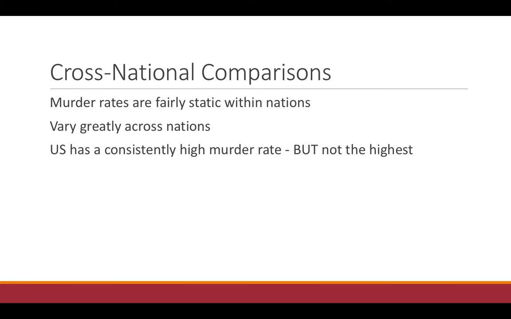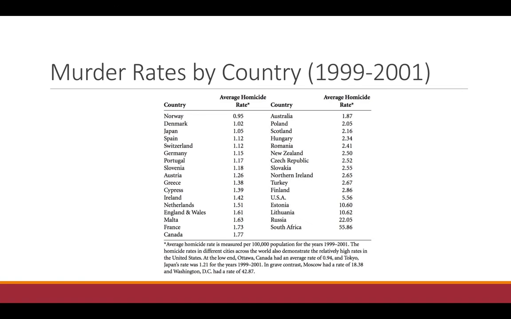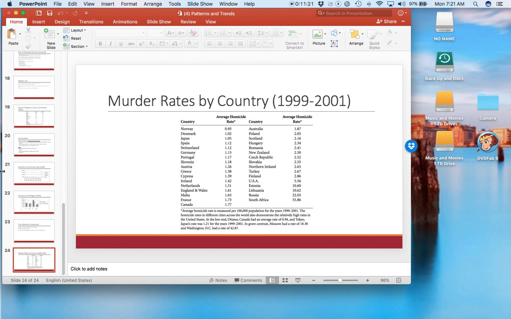Murder rates within individual countries are fairly static, but they vary wildly from one country to another. So we have a consistently high murder rate here in the U.S., mainly due to the availability of guns, but we don't have the highest. And here we have a breakdown of murder rates by country. So again, we have rates, which allow us to compare them. So we can see the highest being South Africa, Russia, Lithuania, Estonia, and then the U.S. is number 5. But there's a large drop in the rate between the person closest to us, Estonia, and us. And that wraps up this chapter on patterns and trends in murder.